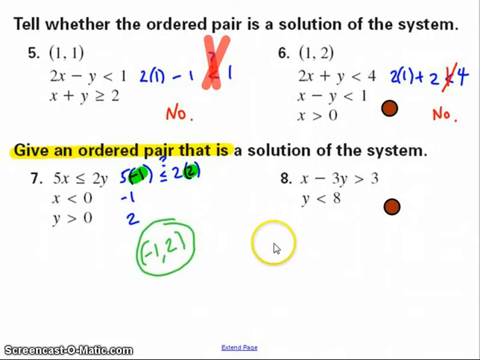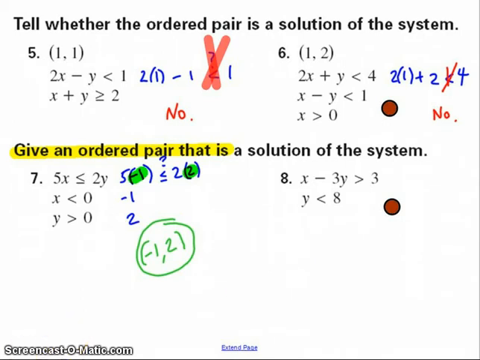Do the same thing for 8. Hit the pause button. When you come back, we'll talk about it. Okay, I'm going to assume that you did that. I'm not going to give you a correct answer for this because there are so many. There are an infinite number, in fact, of different coordinates that would solve this system of inequalities.